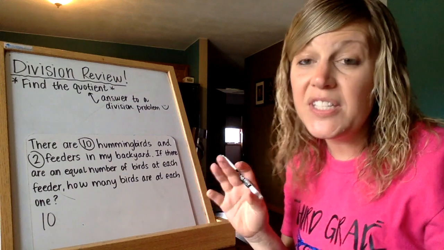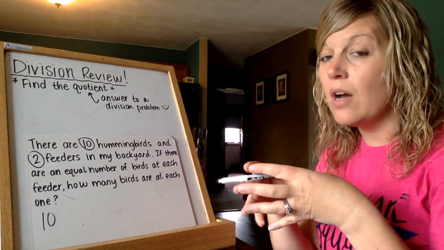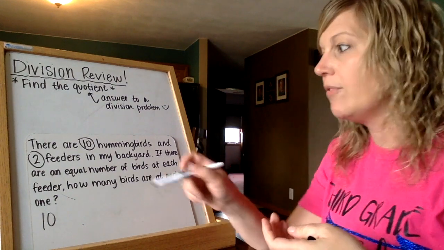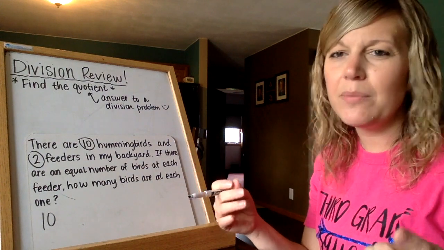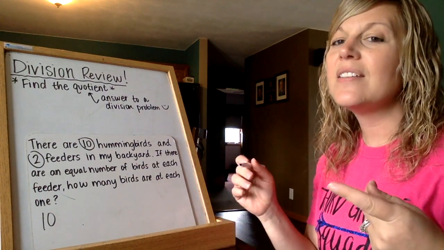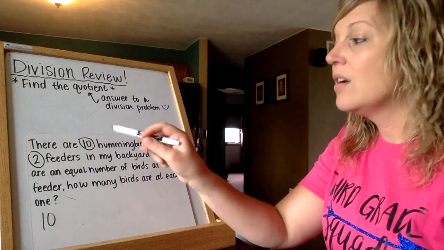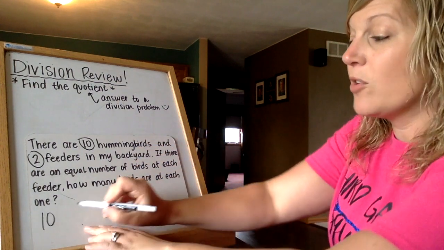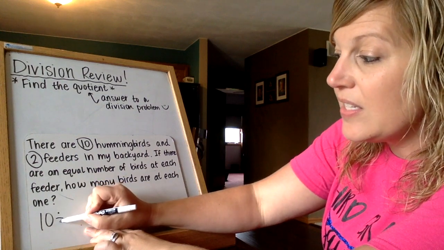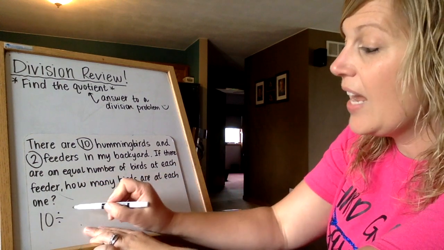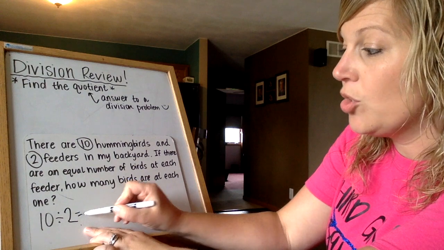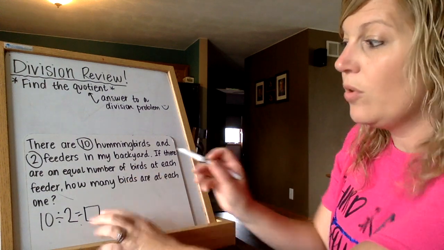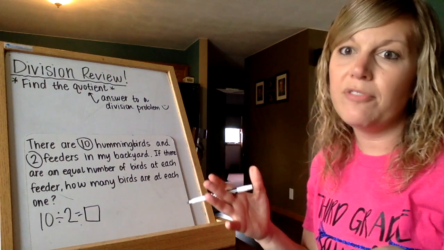And in a division equation, that means that our 10 must come first. That number is called the dividend, and that means the total number of things that we have. So we have 10 hummingbirds and 2 feeders. Again, 10 is bigger, so 10 is our dividend. That's the first number in our equation. So this is how I would write that. 10 divided by 2 equals our quotient, which we have to find.